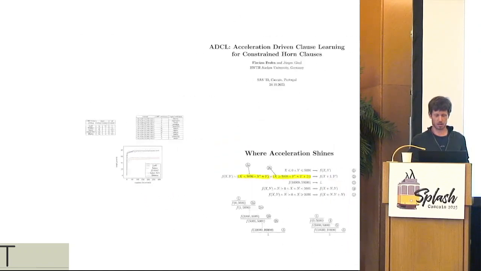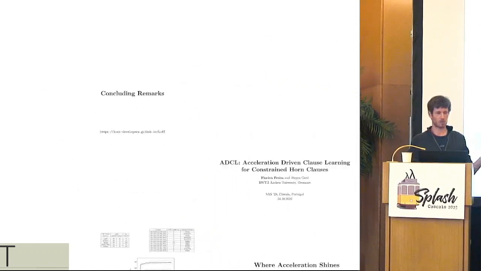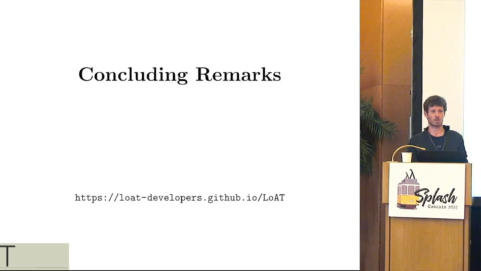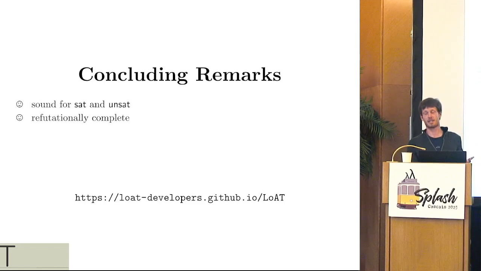Okay, so to conclude, we've introduced a new calculus that can prove satisfiability and unsatisfiability of constrained Horn clauses, even though our implementation is currently restricted to unsatisfiability. It's refutationally complete, so if your set of CHCs is unsatisfiable, then you can prove it with this calculus. Unfortunately, it does not terminate in general, so even if you impose some reasonable restrictions on the strategy, how to use the rules of our calculus, you still cannot guarantee termination of the calculus, unfortunately.